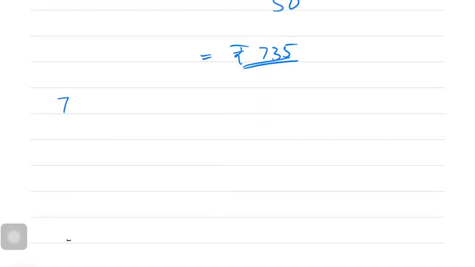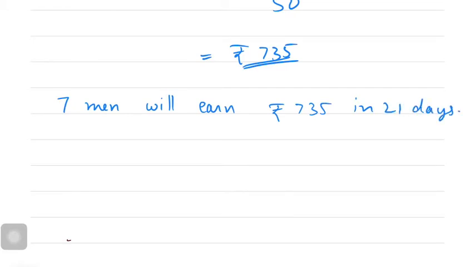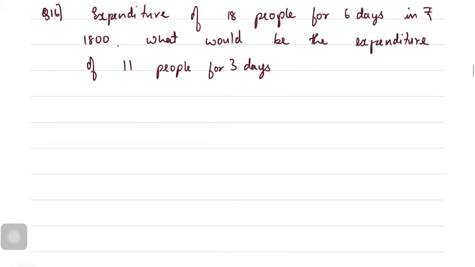So you can write the last statement. 7 men will earn rupees 735 in 21 days. Okay. Let's see the next question.